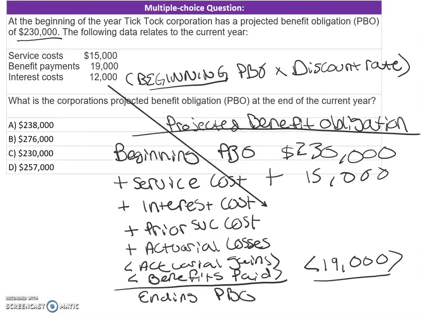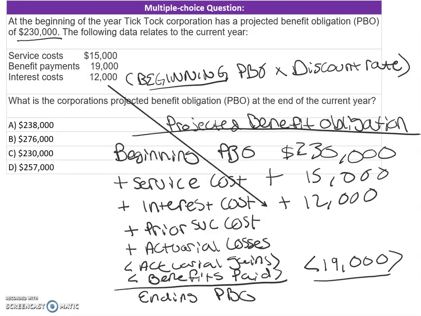So if you notice here, I underlined beginning PBO. Sometimes there's going to be questions where they give you both the beginning and the ending PBO. Always remember that it's going to be multiplied by the beginning. That's just one thing to note. So we're going to add this to our equation. $12,000 is going to increase it.